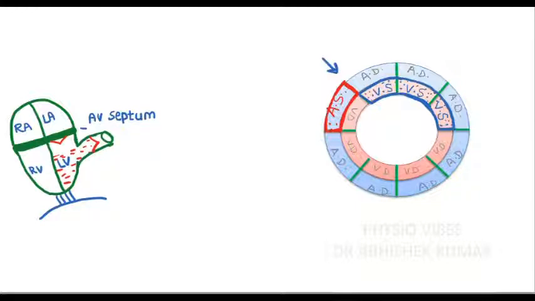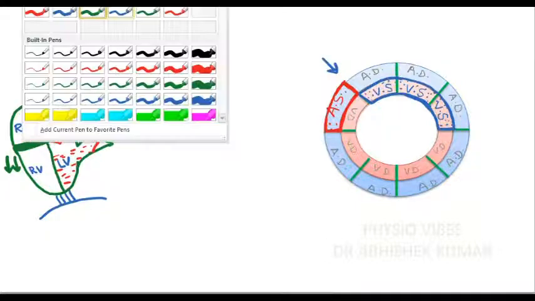Now imagine a situation when the ventricle starts contracting. When the ventricle starts contracting, this AV septum is pulled down as the apex of the heart is attached to the diaphragm. So this AV septum is pulled down.